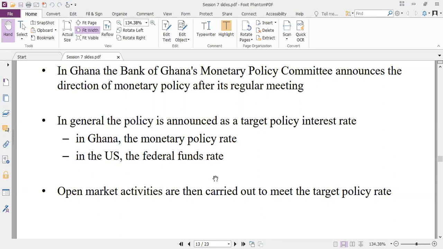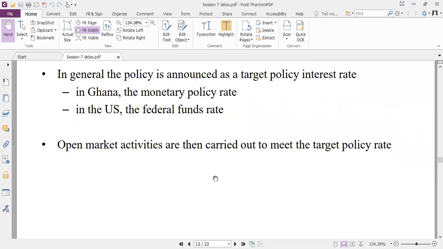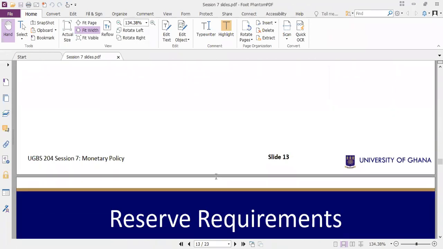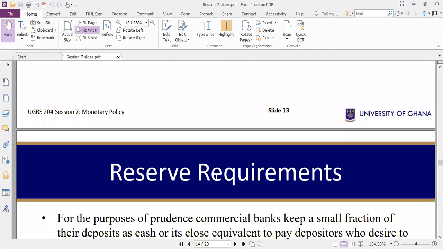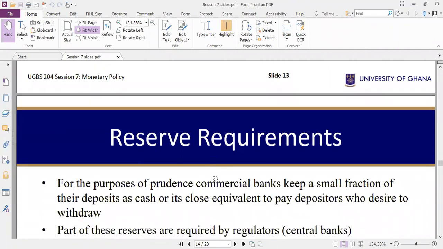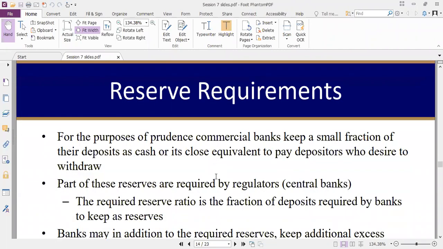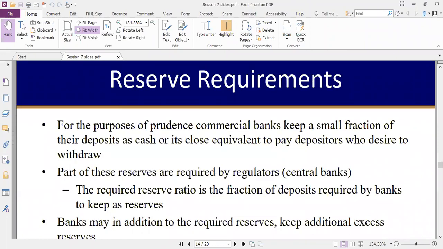All right, so the next one we are going to consider is what we call the reserve required ratio. Now this is very simple. Last week we spoke of this. We are saying that if you put your money in the bank or make any deposit, the commercial bank or any bank is required by law to keep a fraction of your deposit.